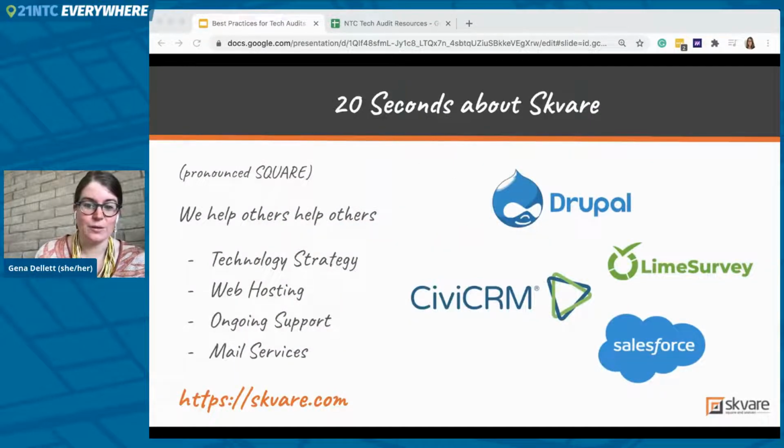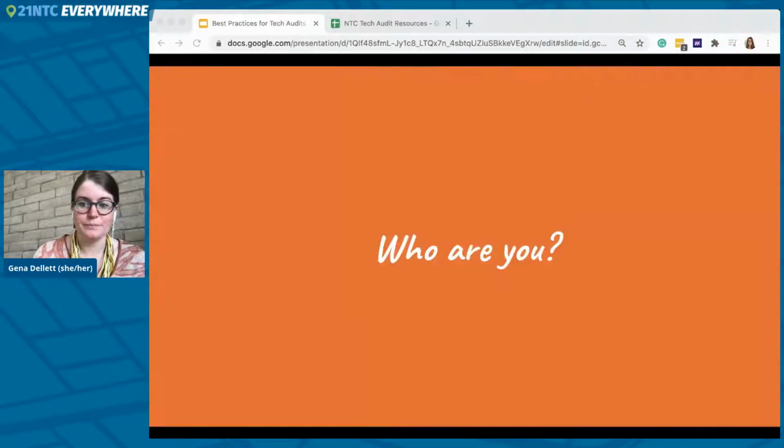So a little bit about Skvare. Our motto is that we help others, and we do that with their technology strategy. We do hosting and maintenance, providing ongoing support, custom development, outbound mail services, and we focus on specific software, mostly open source: Drupal, CiviCRM, LimeSurvey, as well as some proprietary systems like Salesforce. So that's who we are.